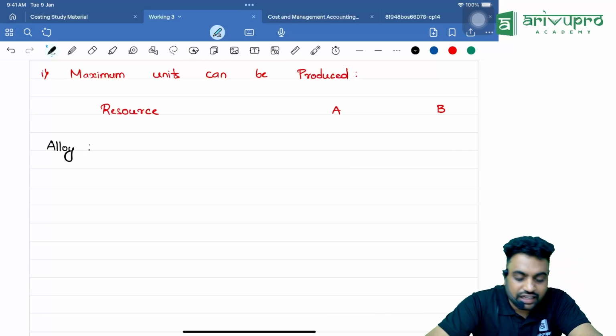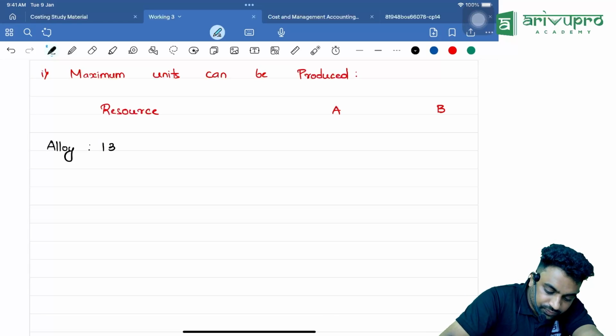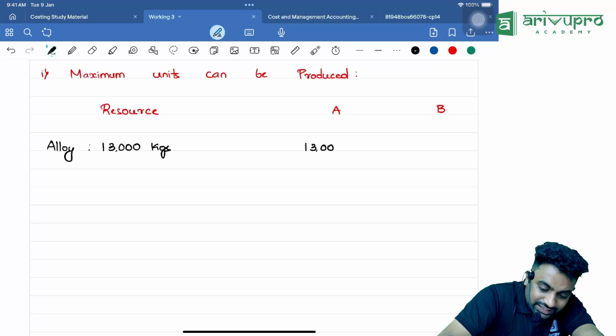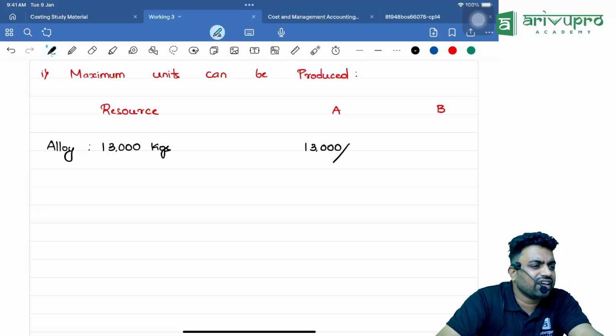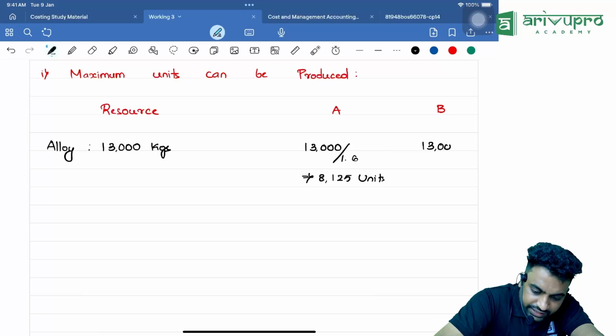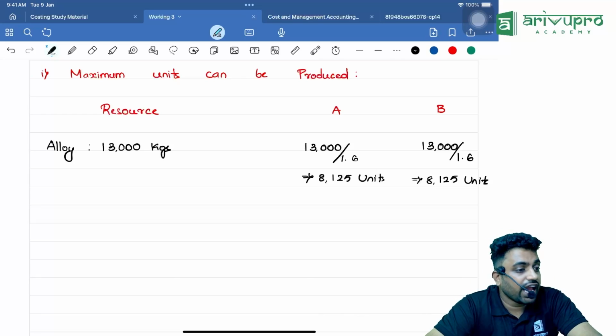Guys, how many kgs of alloy is available? 13,000 kgs. Now try to understand, in that 13,000 kgs, how many units we can produce? A will take how many kgs? So how many units of A can be produced? 8,125 units. B also remains the same here in case of alloy. 8,125 units in case of alloy. Next is what?